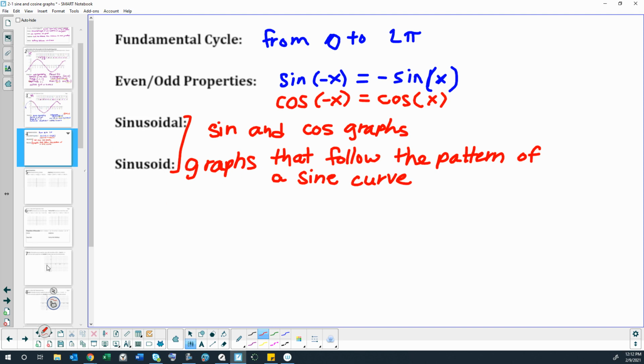Okay. Let's start looking at transformations.